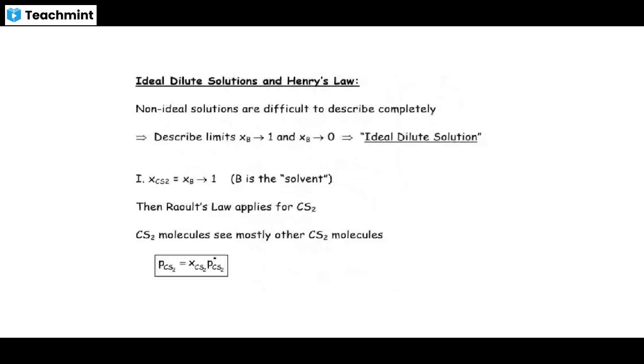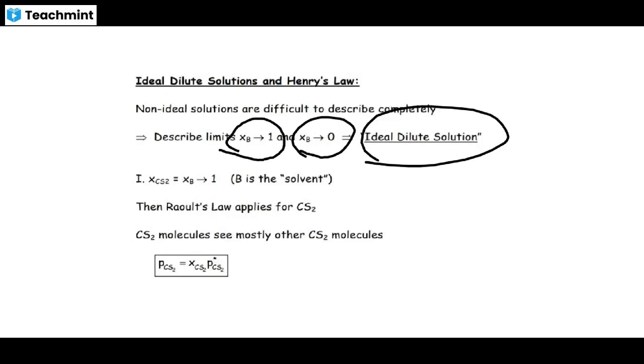Ideal dilute solution and Henry's law. Non-ideal solutions are difficult to describe completely, so you can describe the limits. X tends to 1 means only that component; X tends to 0 means there is none of that component. This is the ideal dilute solution.